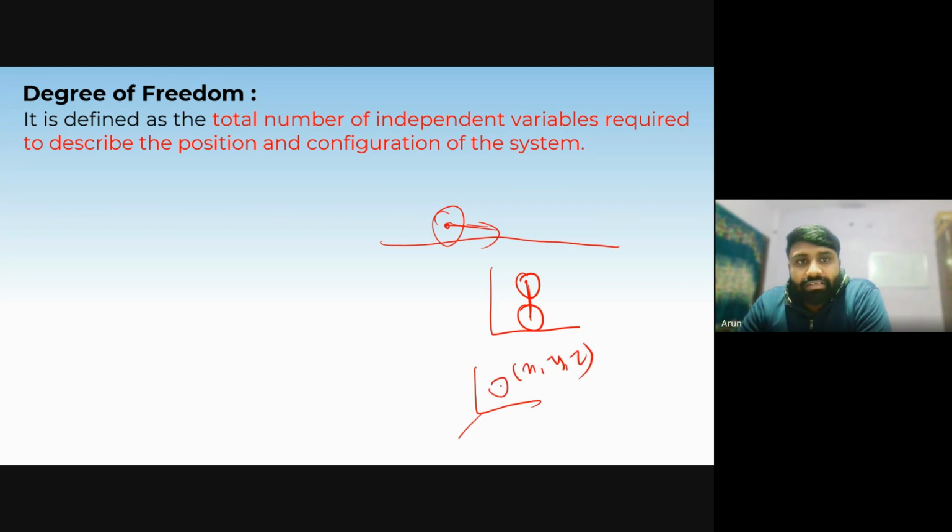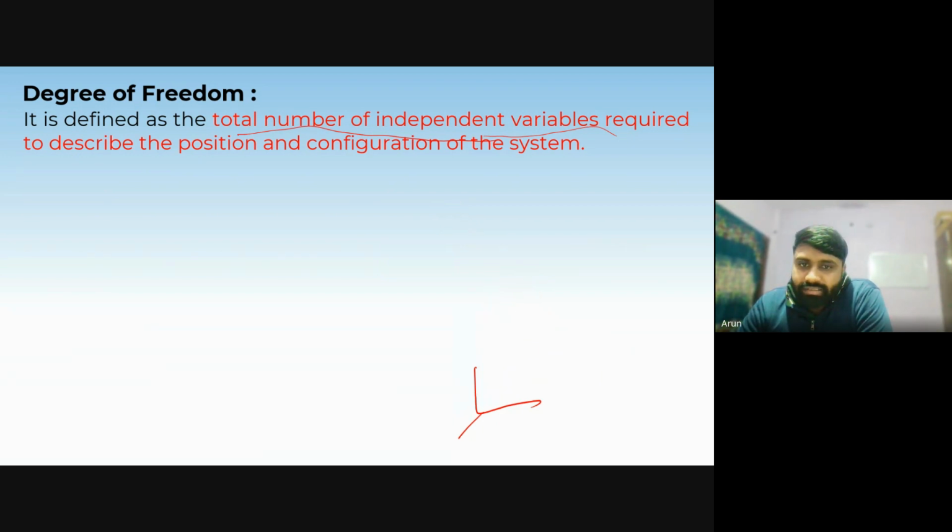Okay. So degree of freedom is the total number of independent variables. These x, y, z are not dependent on each other. So they are independent variables that are required to describe the motion or position or configuration of any system. That is why the degree of freedom for a straight line, or one dimension, is only one. For a plane, it is two, and for three-dimensional motion, it is three.